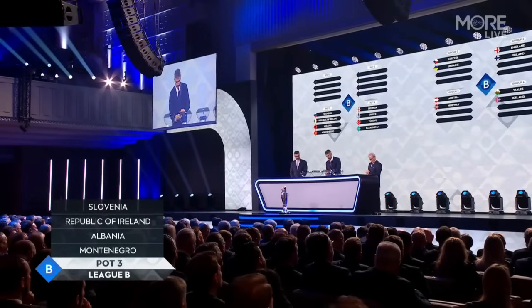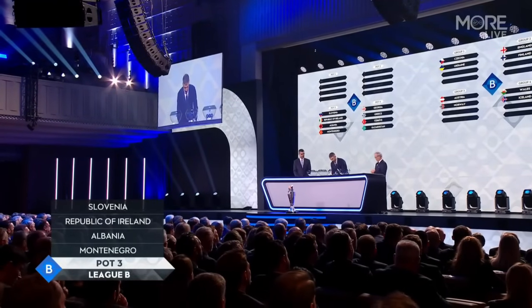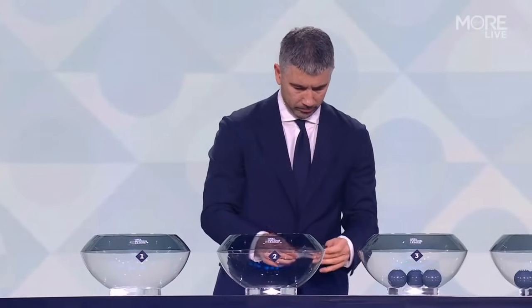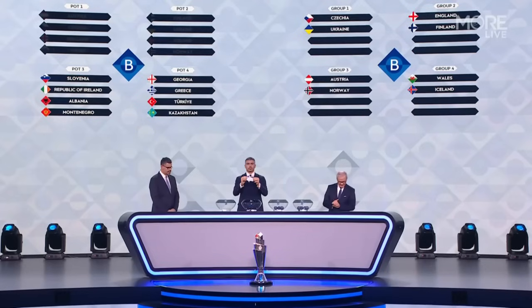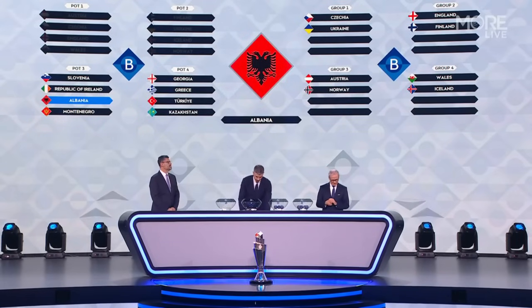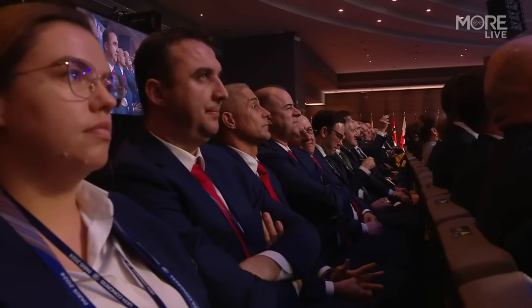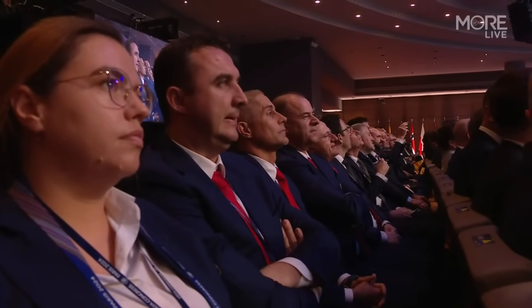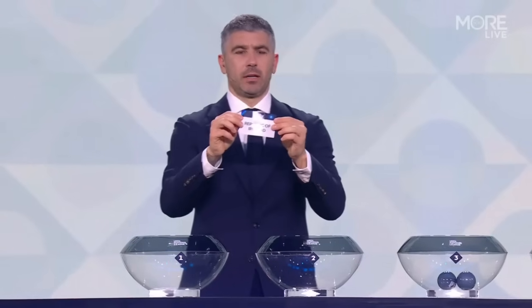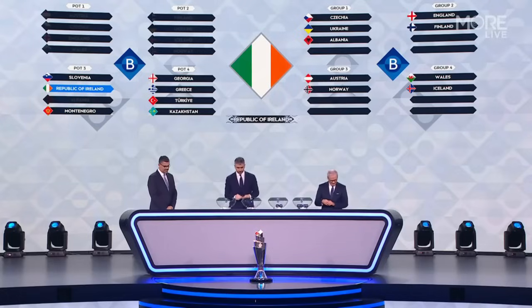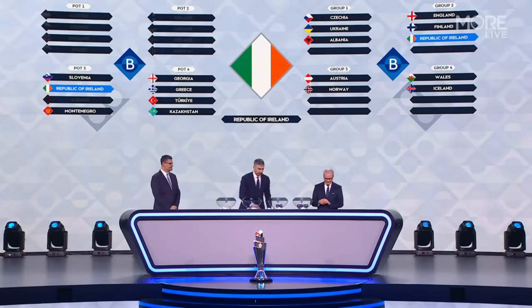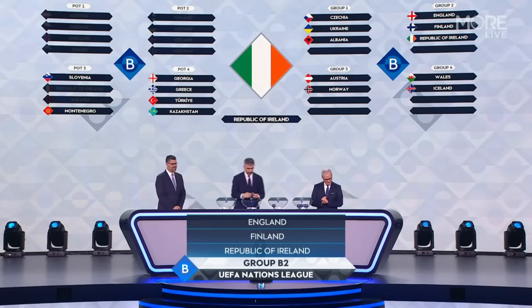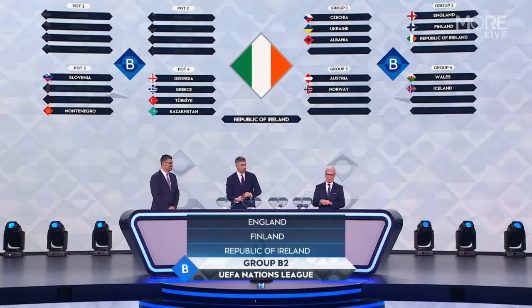Group B1, who's joining Czechia and Ukraine? Albania. It's Albania together with Czechia, Ukraine. That's Group B1, second successive time in League B for Albania, which is of course looking forward to the Euro 24 in Germany as a qualified team. Republic of Ireland. Republic of Ireland together with England and Finland. The Republic of Ireland are very loyal to League B, fourth time in this league.